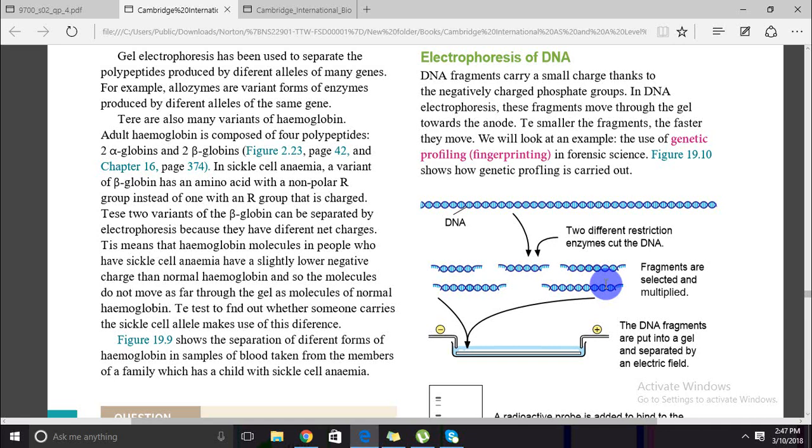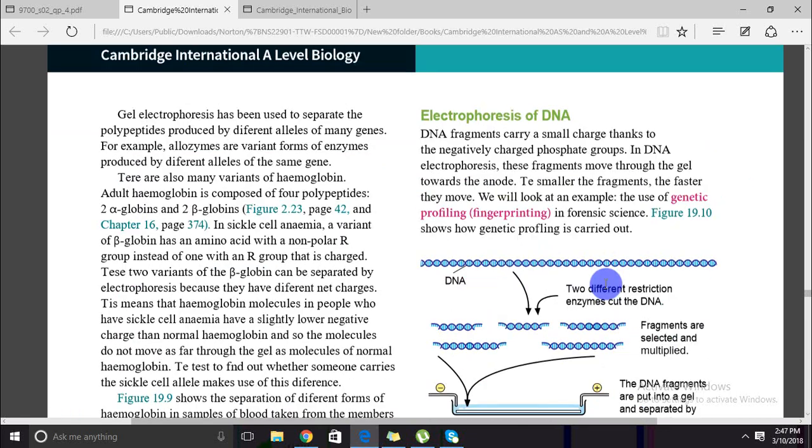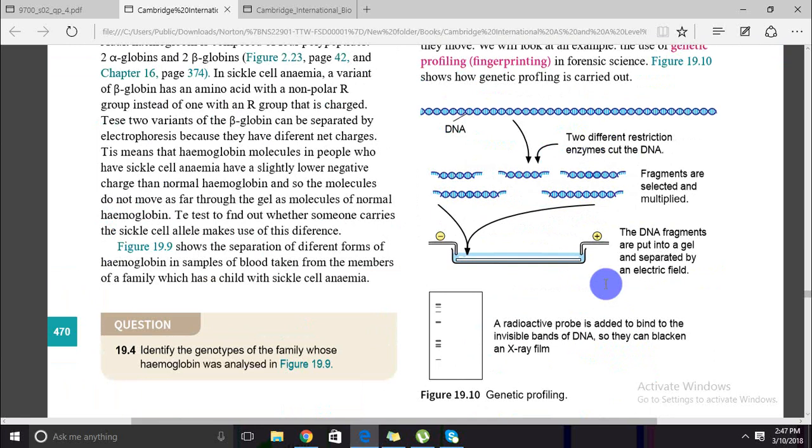And we have figure 19.9, which shows the separation of different forms of hemoglobin in samples of blood taken from members of a family which has a child with sickle cell anemia.